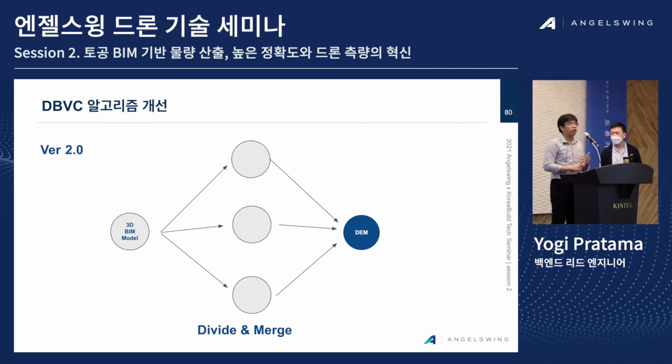And then after that, we improved our algorithm. To explain it briefly, what we did is basically to divide the 3D BIM model and then merge them again to become one DEM. And with this approach, we managed to improve the accuracy of the 3D BIM model representation in the DEM file.